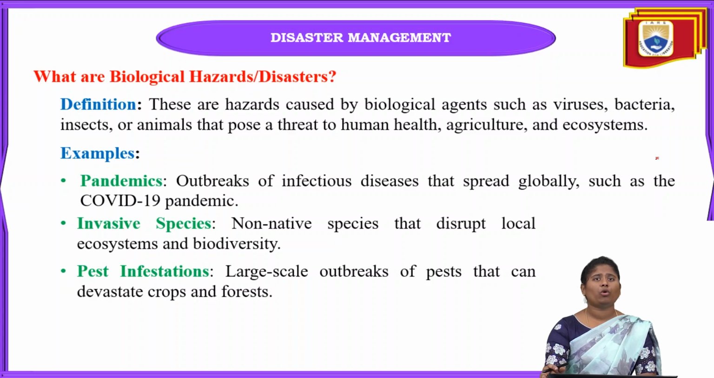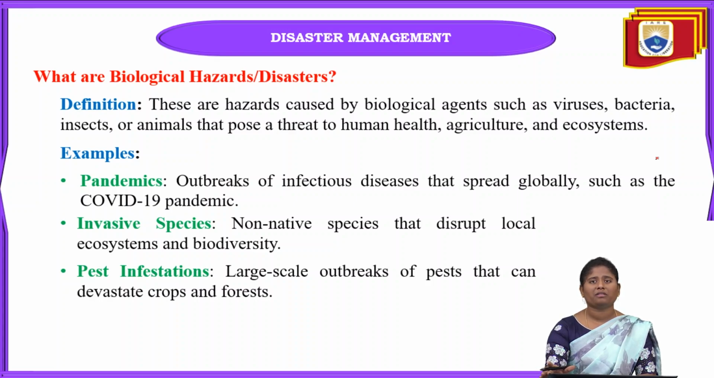And next one is water biological hazards or disasters. These hazards are caused by biological agents such as bacteria, parasites, fungi, viruses, insects, and animals. These are all very threatening towards our human life, agriculture, and also the ecosystem.